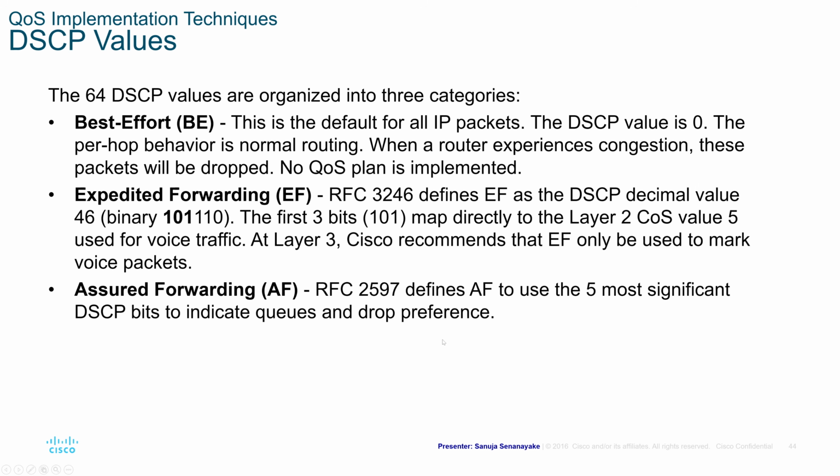Assured forwarding, on the other hand, or AF, uses the RFC 2597, which defines AF to use the 5 most significant DSCP bits to indicate queues and drop preferences. So for your exams and quizzes, you should know the differences between BE, EF, and AF, and how they differ from each other, and how the BE is pretty much no QoS plan at all.